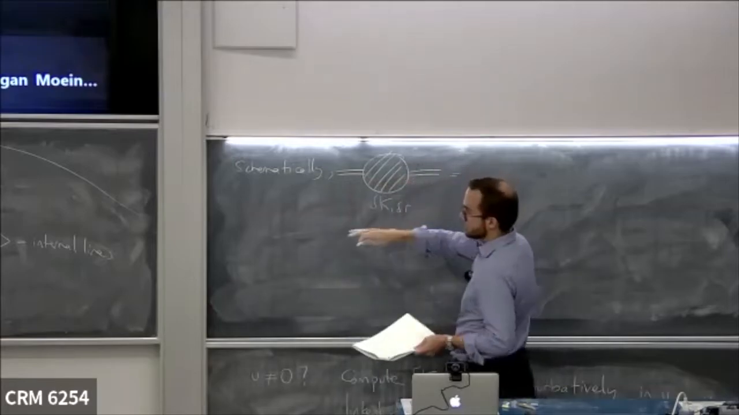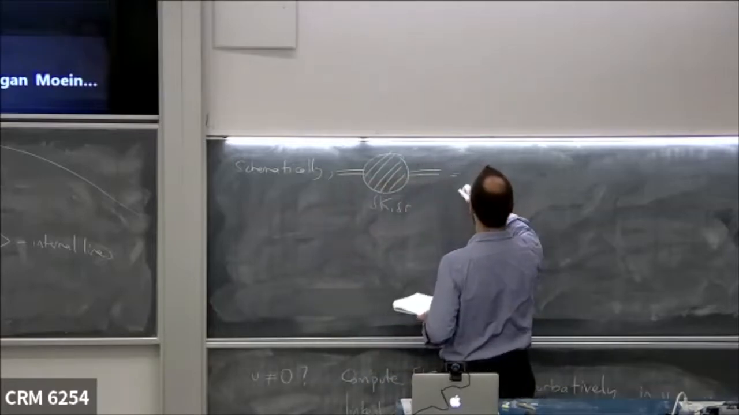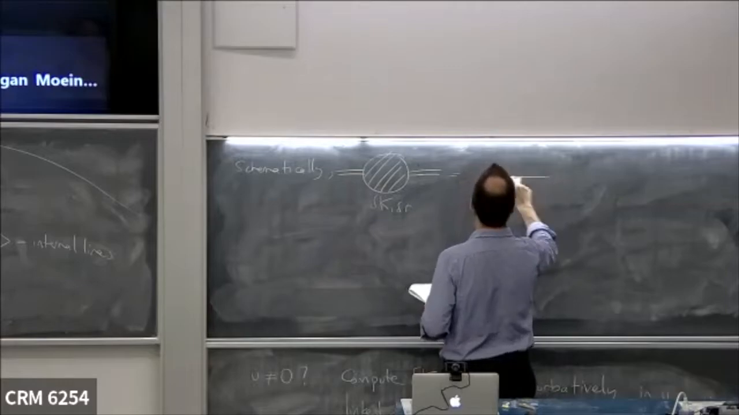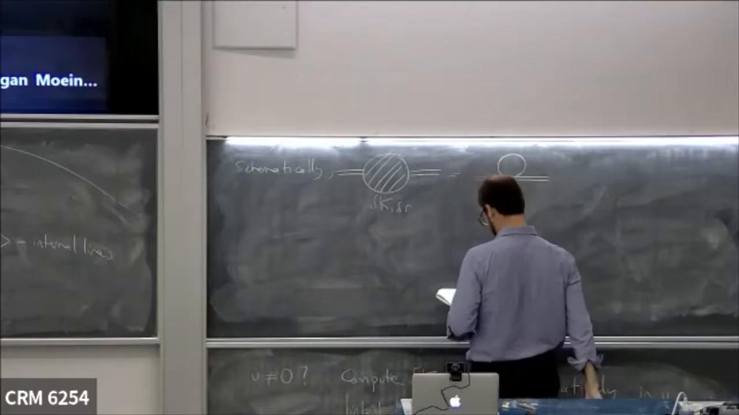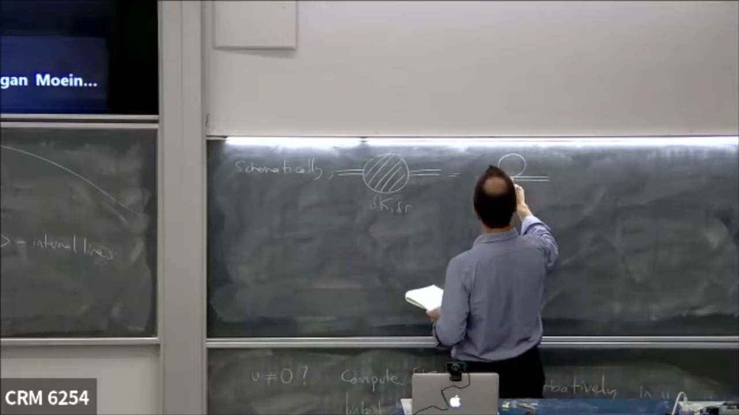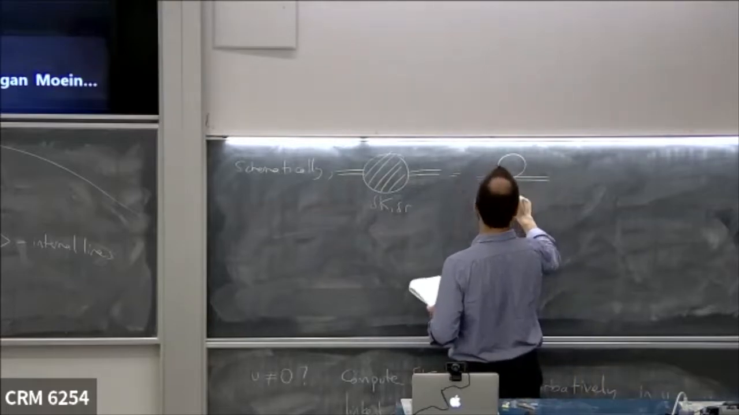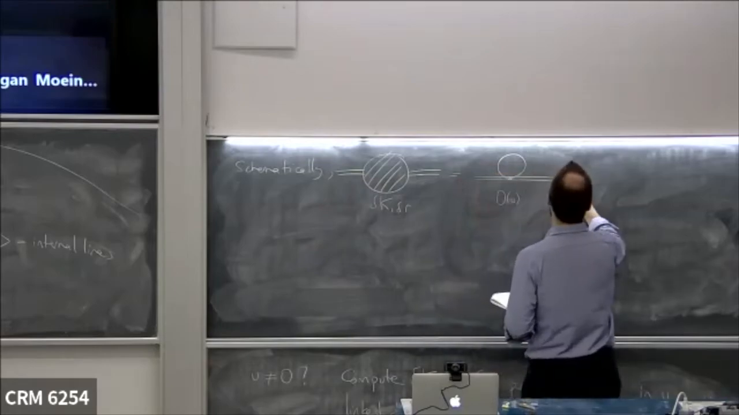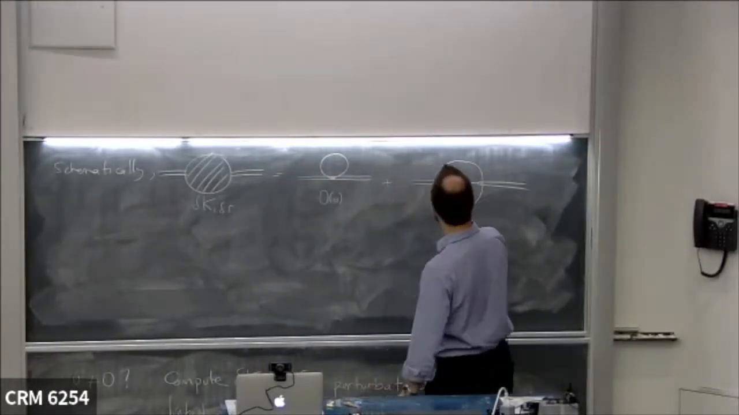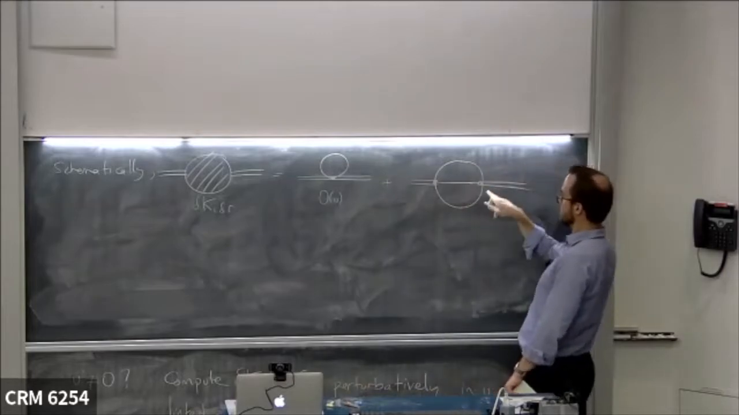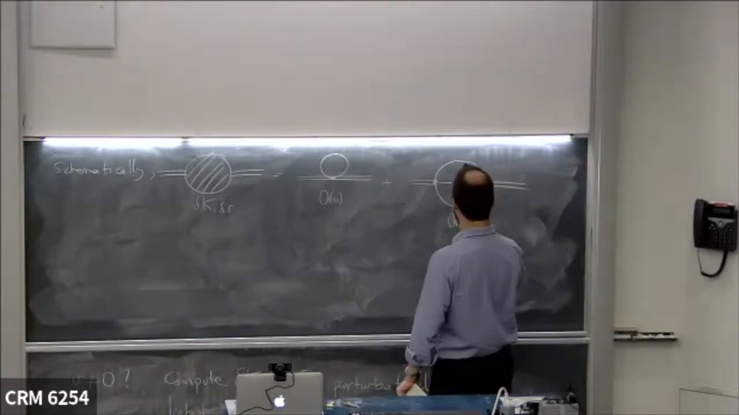The name of the game again: external legs are these fat lines, and the thin lines are these fast fields. So there's one graph like this. Each of these vertices is a quartic vertex, so this is order u. And then we have other things, something like this. Now this is 2-loop order. It's order u squared.